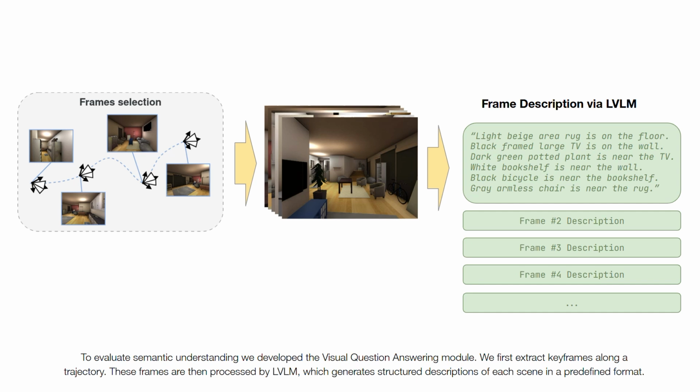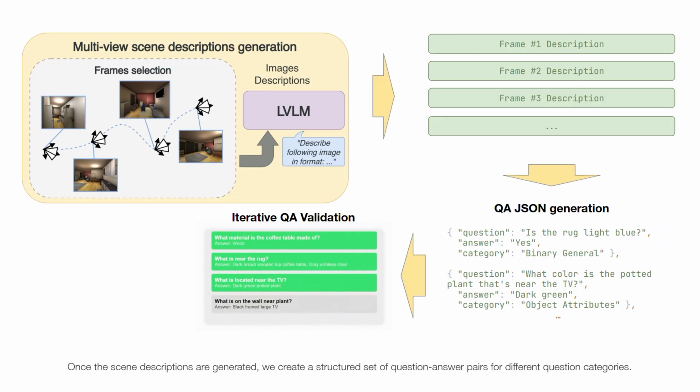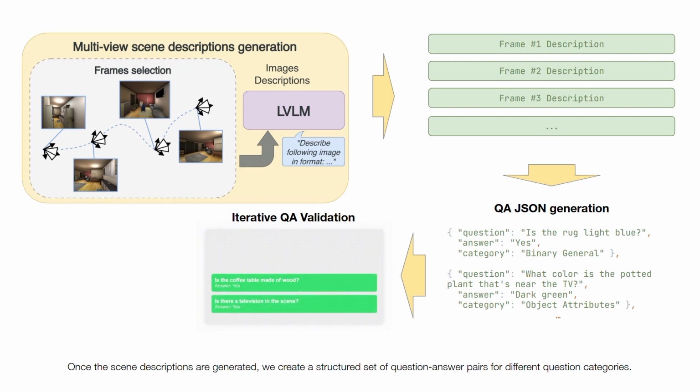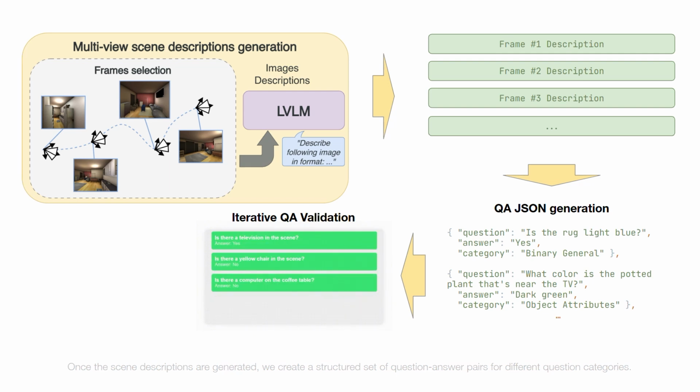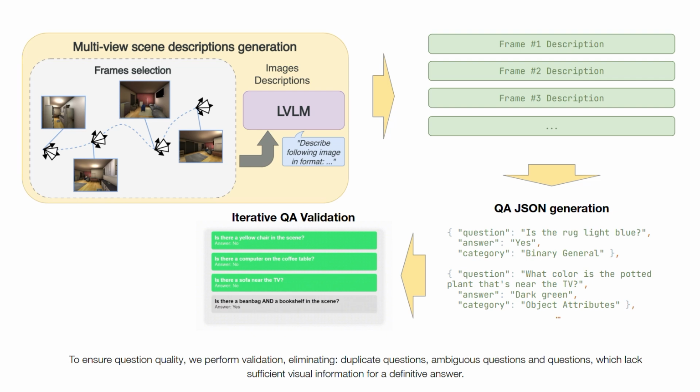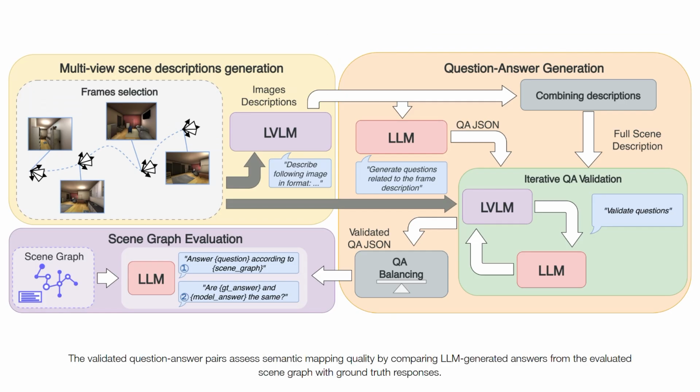We first extract keyframes along a trajectory. These frames are then processed by an LLM, which generates a structured description of each scene in a predefined format. Once the scene descriptions are generated, we create a structured set of question-answer pairs for different question categories. To ensure question quality, we perform validation, eliminating duplicate questions, ambiguous questions, and questions which lack sufficient visual information for a definitive answer.